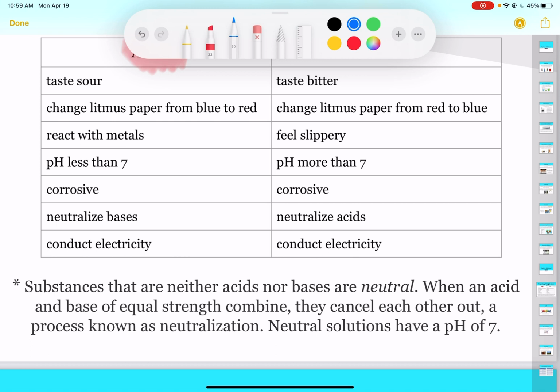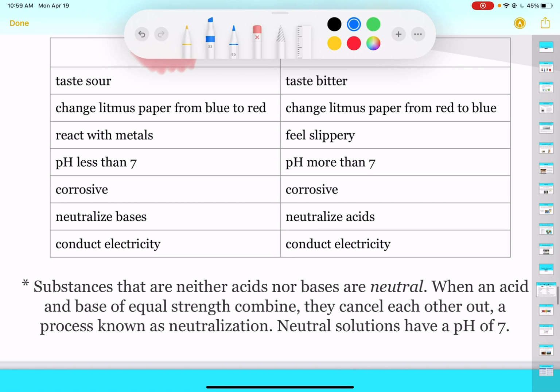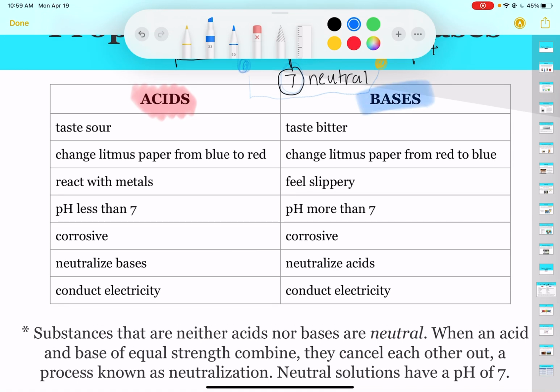And then our last thing here is conducting electricity. Acids conduct electricity, as do bases. So I should go to bases. Bases are bitter. They change red paper to blue, so we think of them as being blue. They normally feel slippery. If you think of soaps and stuff like that, those are all bases. They have a pH of more than 7. They're corrosive, as acids are. They neutralize acids, so we add them to make them more neutral. And then they conduct electricity as well.